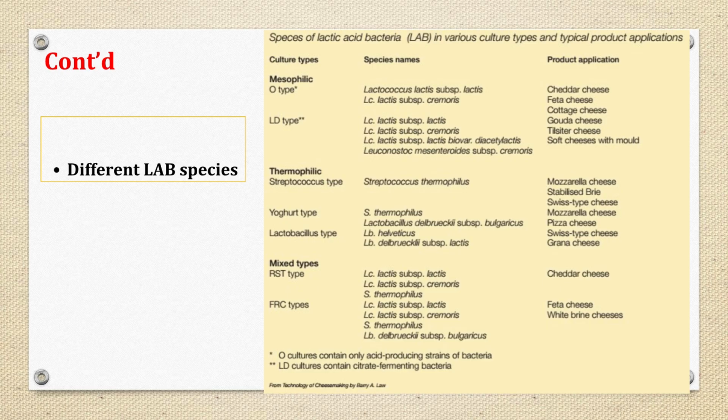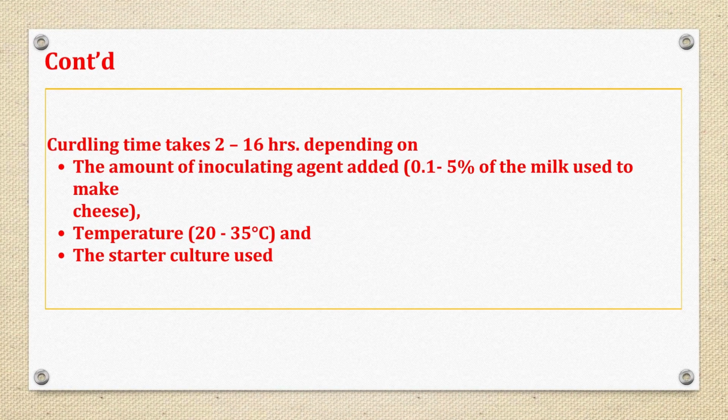The curdling time for this method can take anywhere from 2 to 16 hours, depending on a few things: the amount of inoculating agent added, which is typically 0.1 to 5% of the milk volume, the temperature, which is usually kept between 20 and 35 degrees Celsius, and of course, the specific type of starter culture used.